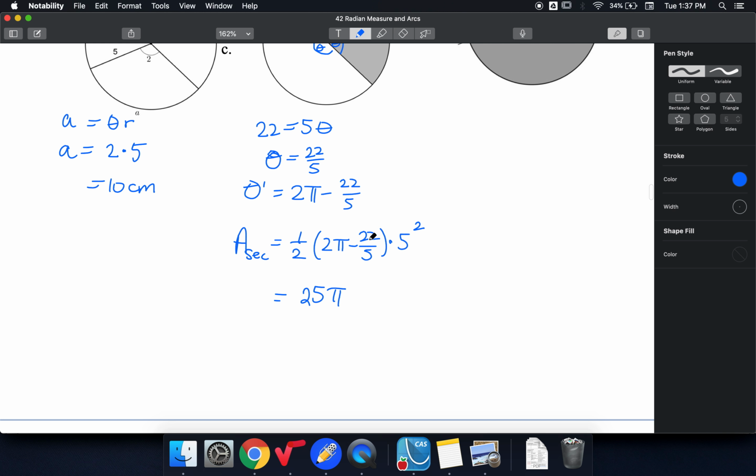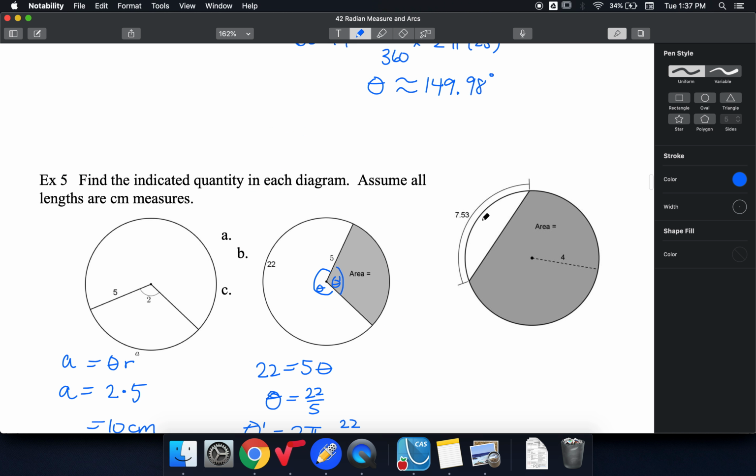That's going to give me 11. One of the 5's is going to cancel, so minus 55. My units here will be square centimeters. I'm going to leave this one for you to finish.